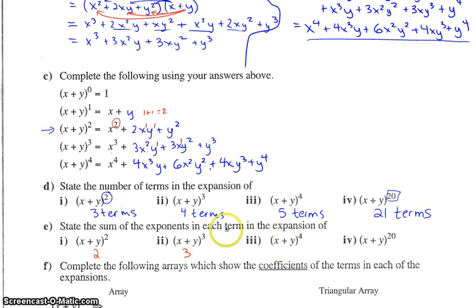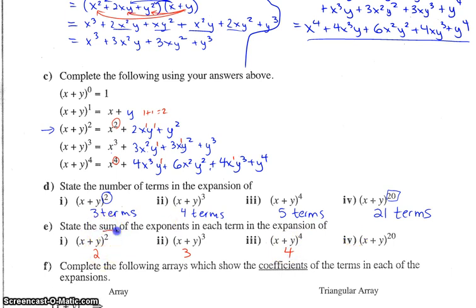Okay, you see a pattern here? For x plus y to the 4, we would expect that the sum of the exponents would be 4. 3 plus 1, that's 4. 2 plus 2, that's 4. 1 plus 3, 4, and 4. All right, we've got the pattern.